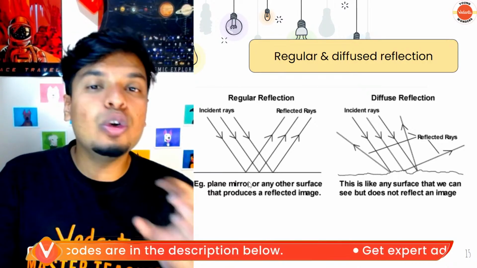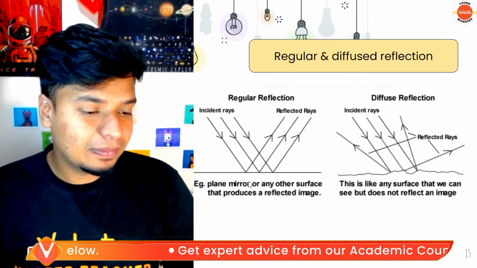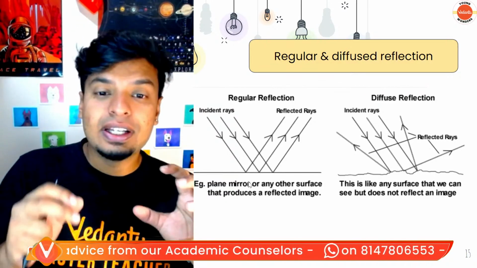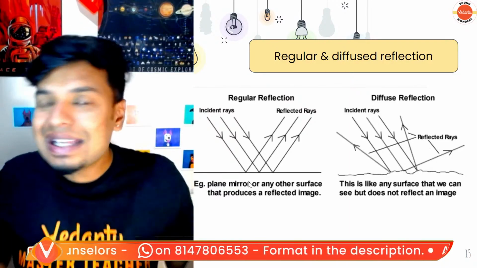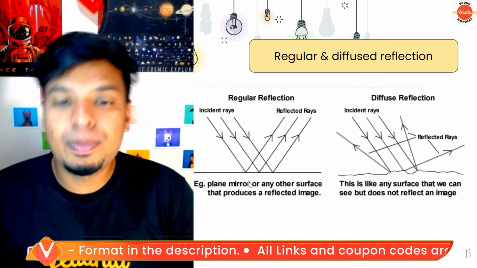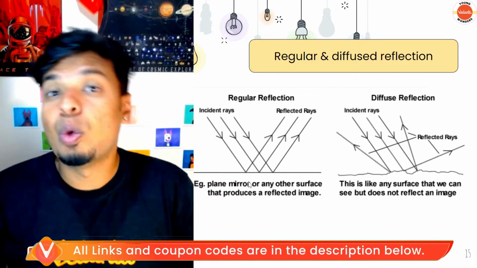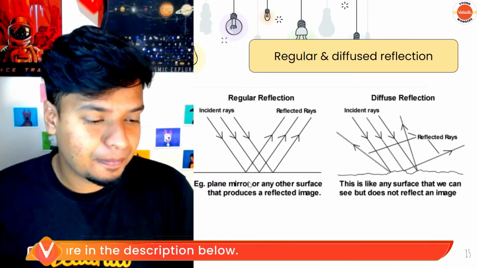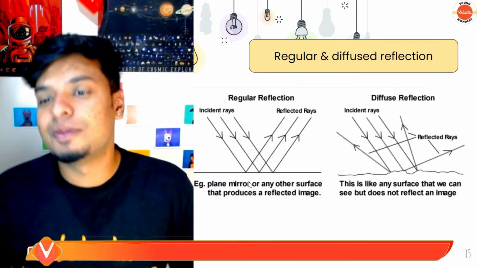Now, what is regular and diffused reflection? Very important, guys. Okay? Whenever the reflection happens on a smooth surface, on a plane surface, that is called regular reflection. Plane mirror or any other surface that produces a reflected image. What is diffused? When reflection happens on a rough surface. That is your diffused reflection.